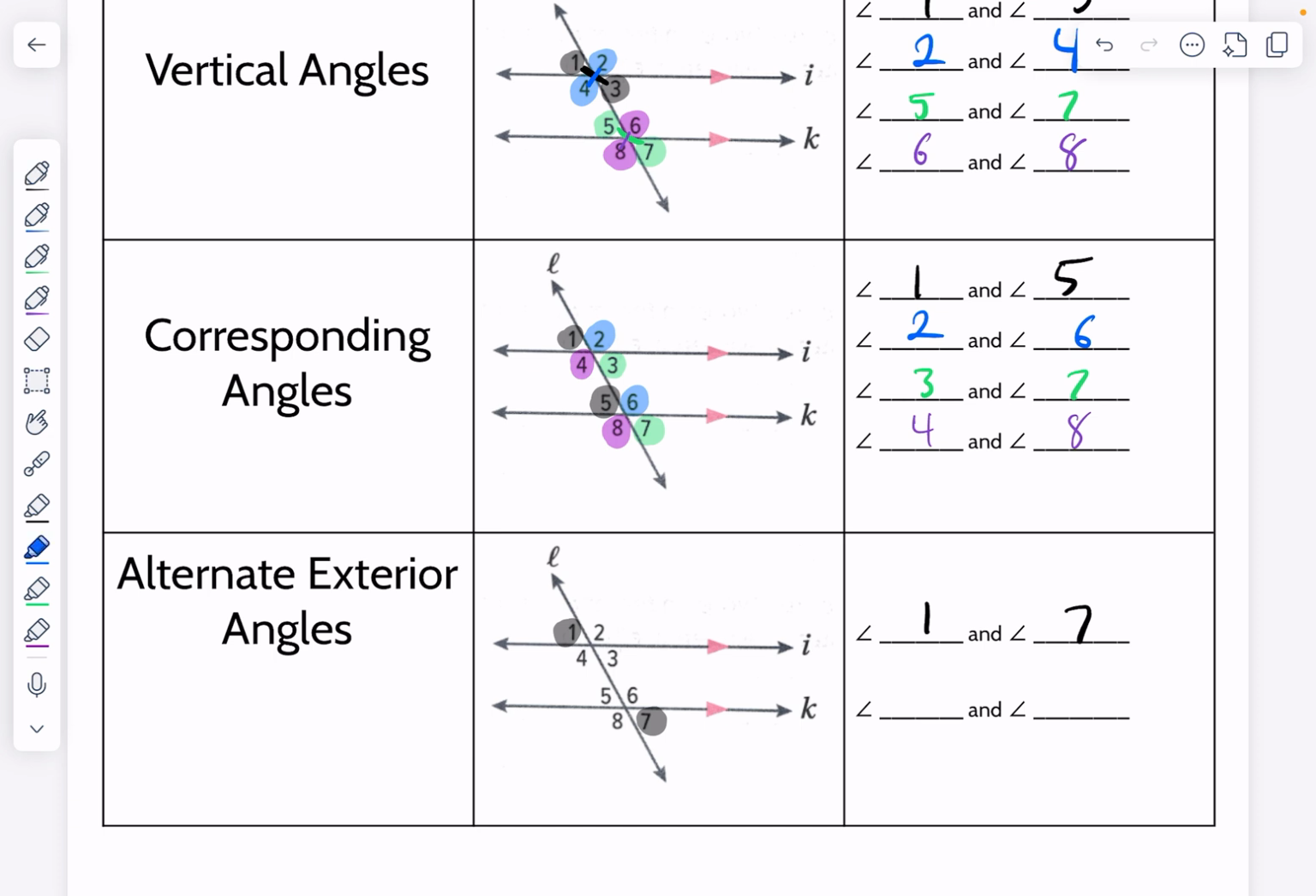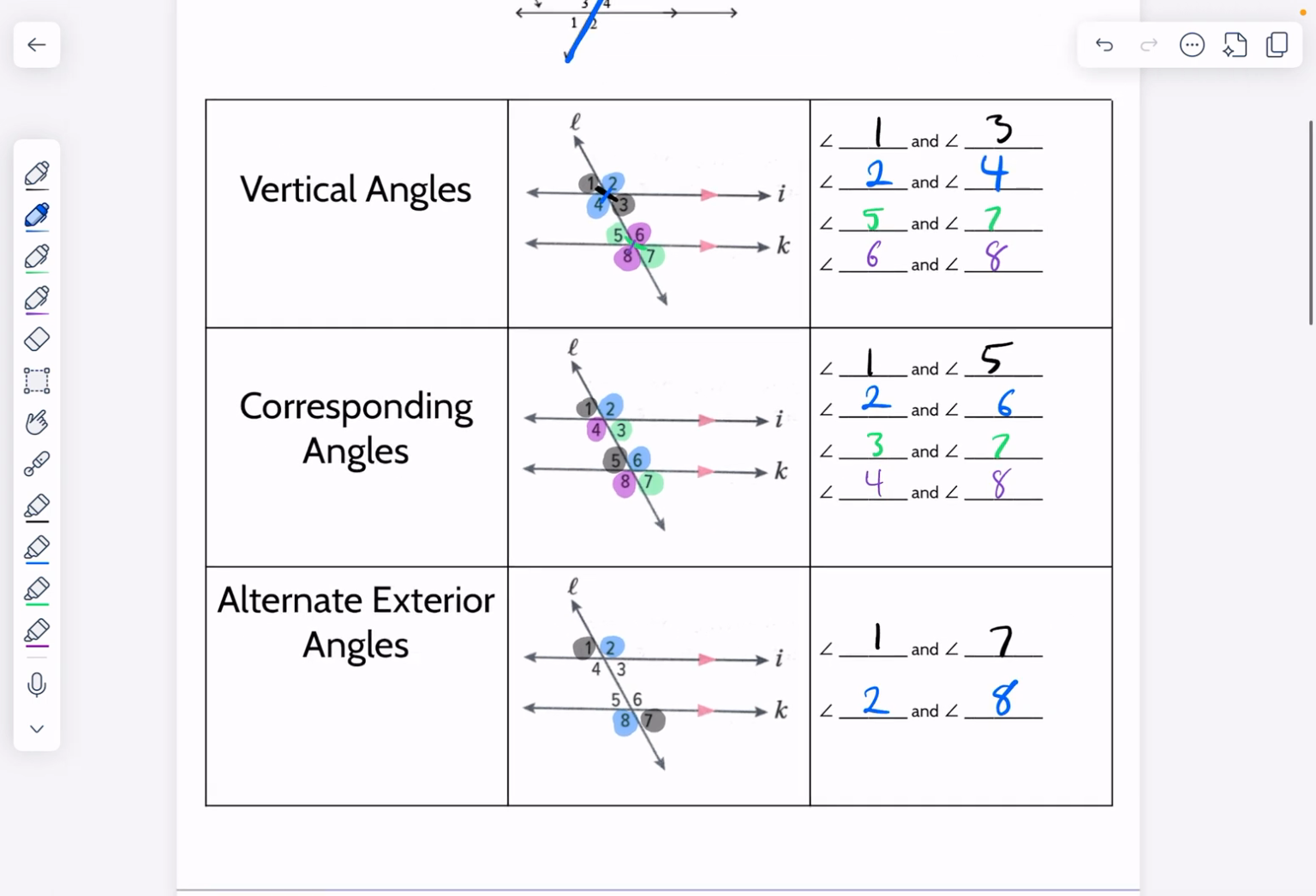Now we can say angle 2 is alternate exterior with angle 8. Again, these angle pairs are equal to each other. So when we get towards solving for some missing pieces, these different strategies will help you find them.